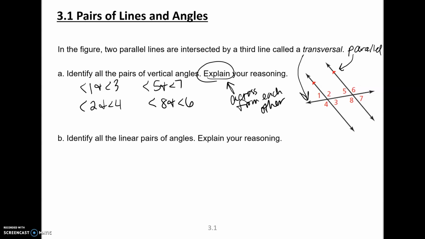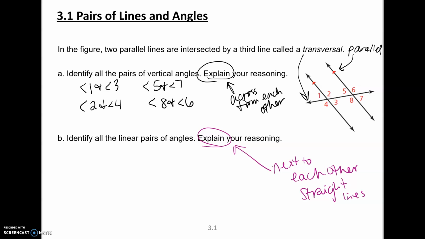Then using the same picture, I'm going to identify all of my linear pairs. Remember, linear pairs are next to each other, and they form straight lines. So when I look at my picture, I have 1 and 2, 2 and 3. I'm just going to go all the way around that first one. 3 and 4, and 1 and 4. That takes care of everything in that first set of 4 angles.